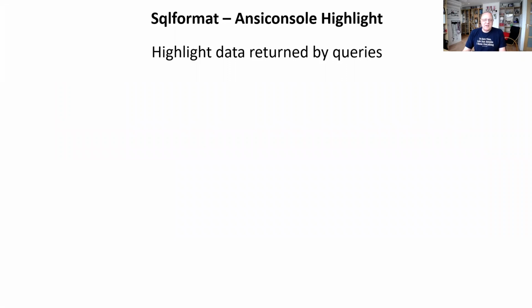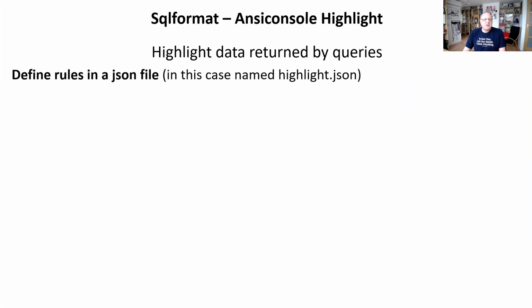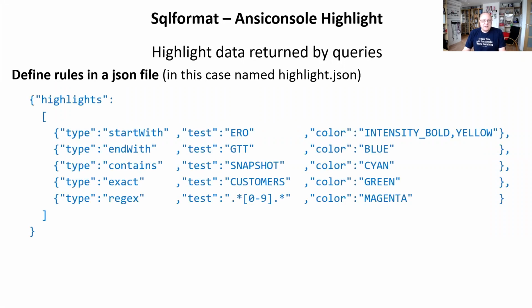You can highlight data returned by queries. I don't think this will be used a lot, but it's a nice thing to do. You can define rules in a JSON file. In this case, I've named it highlighted.json. And then you can have rules like this. You define a test type. The ones you can do are start with, end with, contains, exact, and regular expression. You define a test, and you define which colors should be used if there is a match.